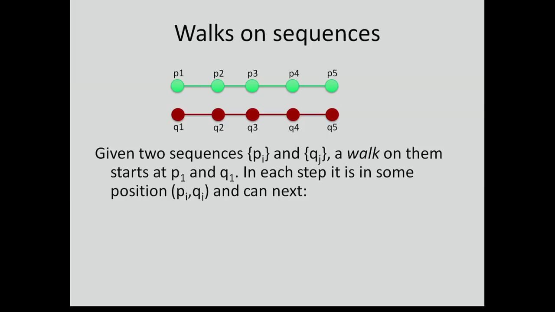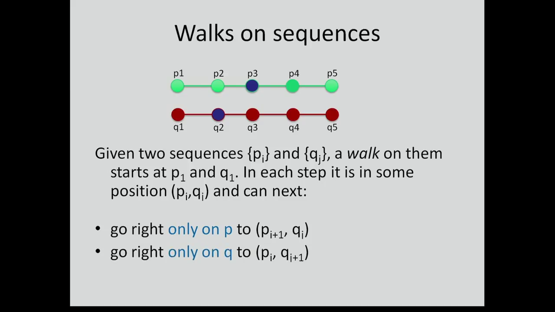Now, you want to walk on these two sequences one at a time, and the walk looks like this. You start at P1 and Q1 in the beginning. In some particular step, you're at Pi and Qj, let's say P3 and Q2. You're there, and now in the next step, you have to decide where to go. There are only three options. You're always walking to the right. The first option is you only go right on sequence P, like this. The second option is you go right only on sequence Q, so you go there. And the third option is you walk on both of them.